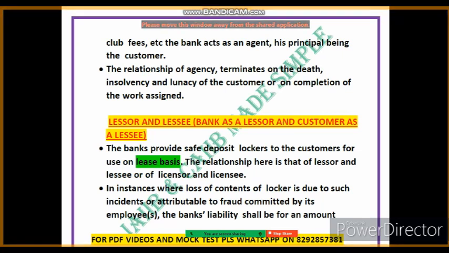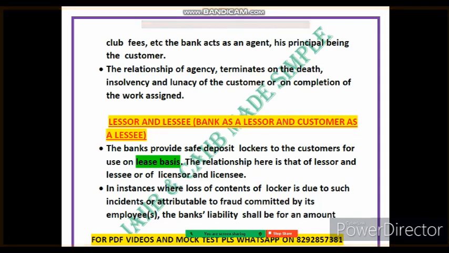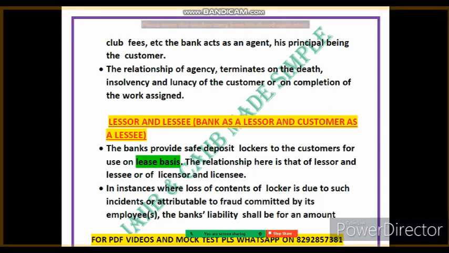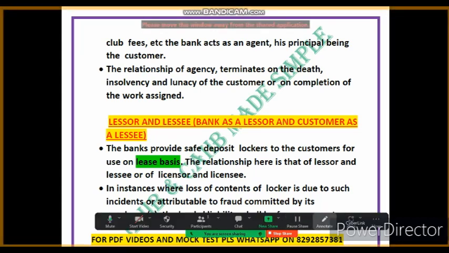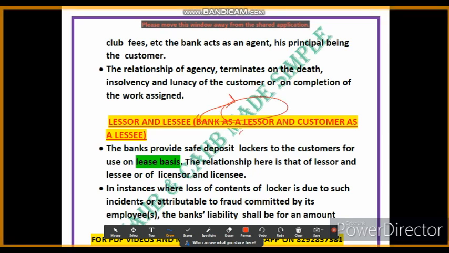The bank provides a safe deposit locker to the customer for use on a lease basis. In this scenario, the relationship between the bank and the customer is that of lessor and lessee. So who is the lessor? The bank is the lessor. Please note, the bank is the lessor. One basic thing is that whoever provides the service, you add the suffix "er," and whoever gets the service, you add the suffix "e." So that's how you remember it.